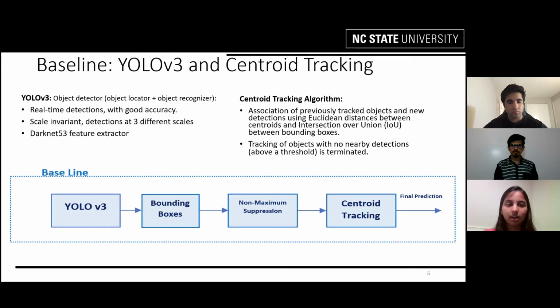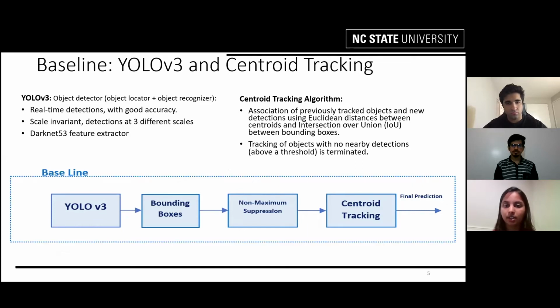The baseline approach consists of YOLO v3 and centroid tracking. YOLO v3 is an object detector. It uses real-time detections and is scale invariant. It performs detections at 3 different scales. And it has the DarkNet 53 feature extractor.